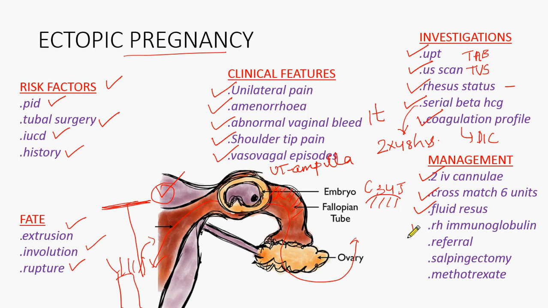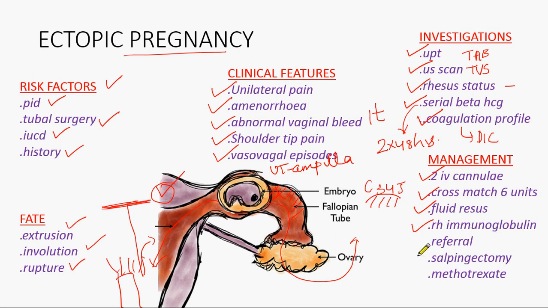Then if the female is Rh negative, we arrange for anti-D immunoglobulin and refer to the gynecological department. But the definitive management for an unstable ectopic pregnancy is the OR, where salpingectomy or removal of the fallopian tube is done, whereas medical management for a stable patient is methotrexate.